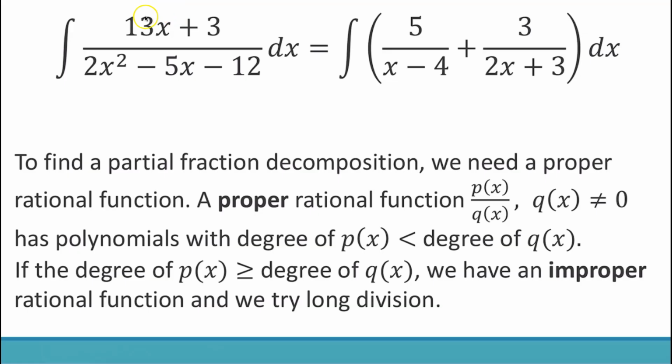So this is a proper rational function. The degree of p(x), the numerator, is less than the degree of q(x). If the degree of p(x), the numerator, is greater than or even equal to the degree of q(x), we have an improper rational function. And what we need to do is try long division.